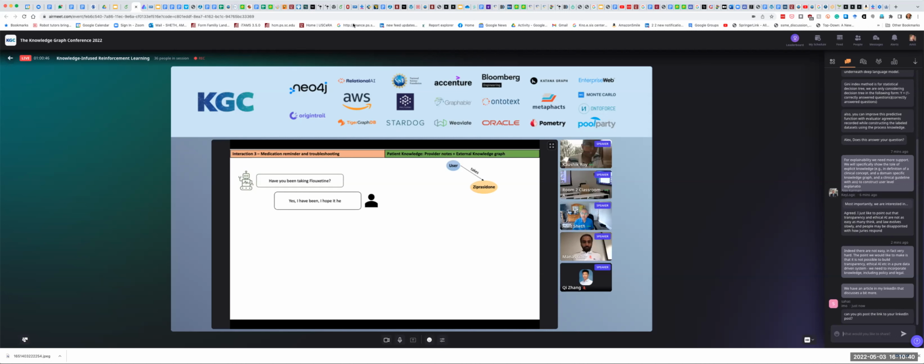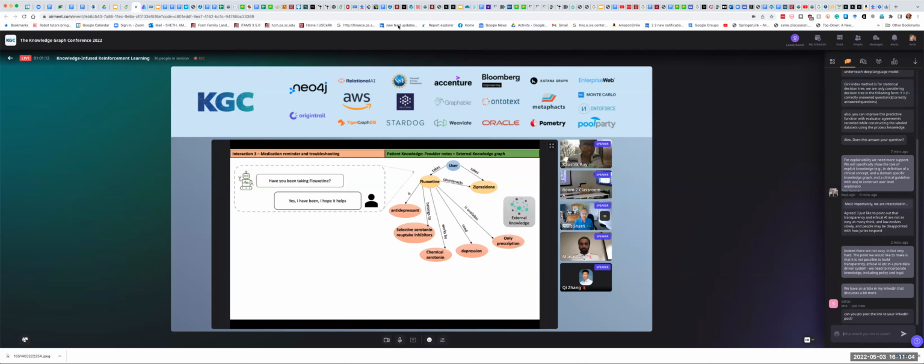Now, the bot, like I said before, has knowledge about fluoxetine. It gathers that knowledge from its external knowledge graph: that it is an antidepressant, it belongs to the SSRI class, it works by increasing the chemical serotonin, it's used for depression treatment, and it is available only by prescription. So using this information, the bot asks, have they prescribed you enough refills? It is able to ask this question because it knows that fluoxetine is available only by prescription.